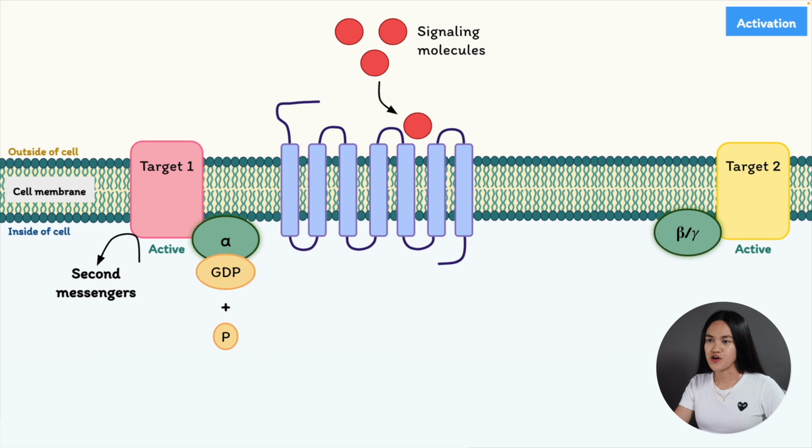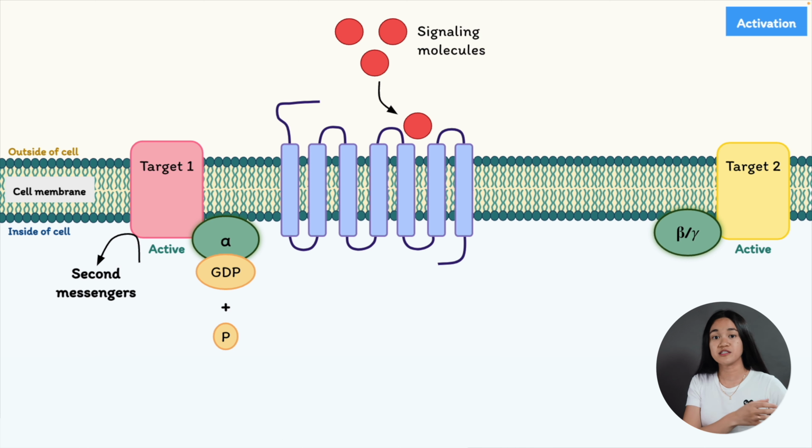When this hydrolysis occurs, the alpha subunit is now coupled with a GDP molecule, and we release a phosphate group here. And this transition marks the shift from GTP-bound to GDP-bound alpha subunits. And remember, the GDP-bound subunit is the inactive state of that G protein, okay?